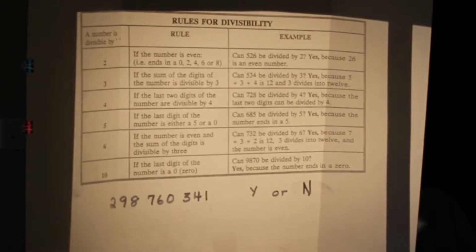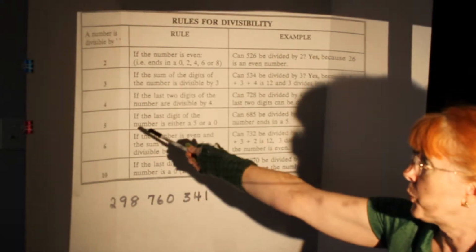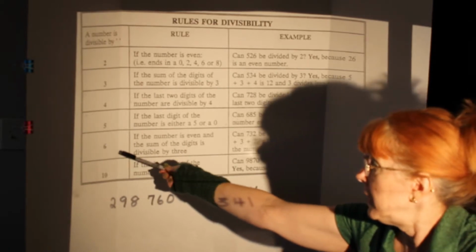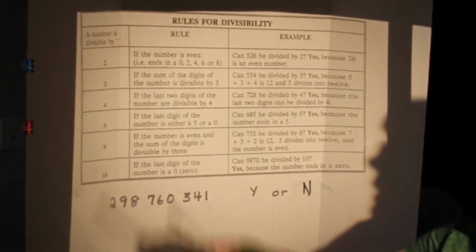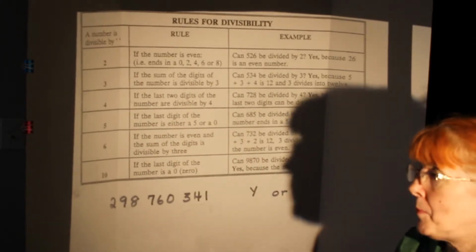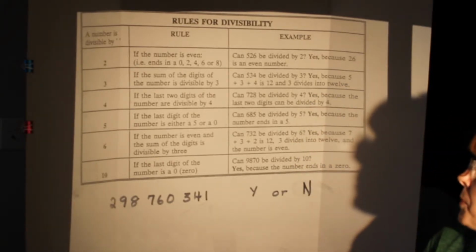This is a whole chart on rules of divisibility. So we're looking at numbers that will be divisible by 2, 3, 4, 5. We skip over 7 and 8. And then we get to 6, we have 10. The number 1 isn't on the chart because other than 0, number 1 will divide into any number evenly. So that's not a problem.